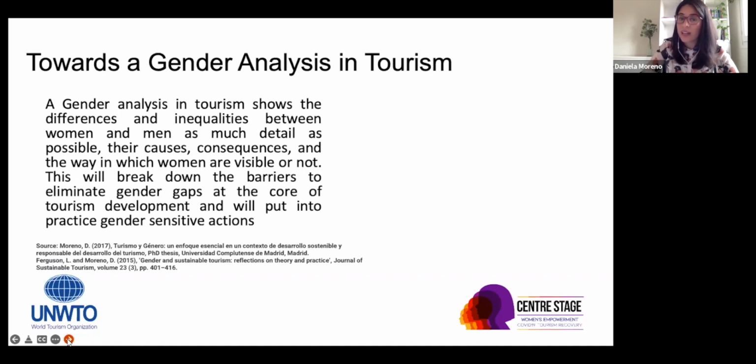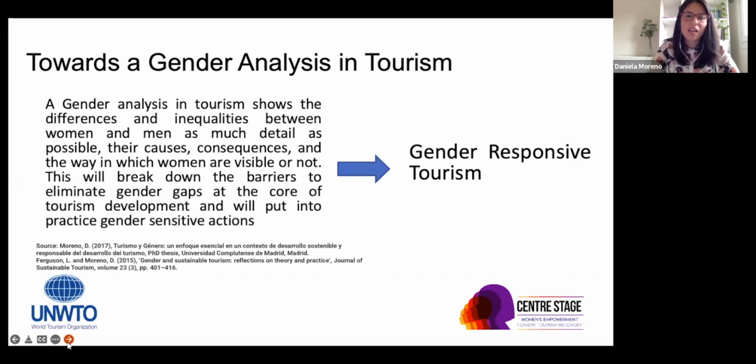I think it's going to be very helpful to guide your gender analysis, your rapid gender analysis in tourism. And this definition is very important for me, mostly because it leads us to gender responsive tourism. A gender responsive tourism is based on this definition, and it is going to be possible through the gender analysis. As I told you before, this is beyond good-will intentions. It's something we want to put into practice, something real.